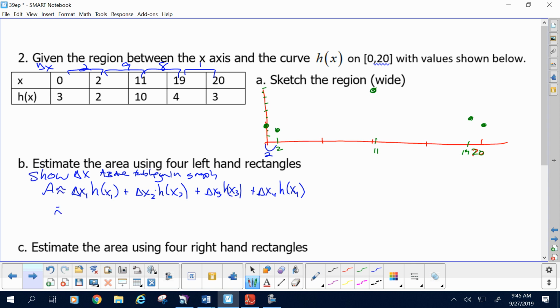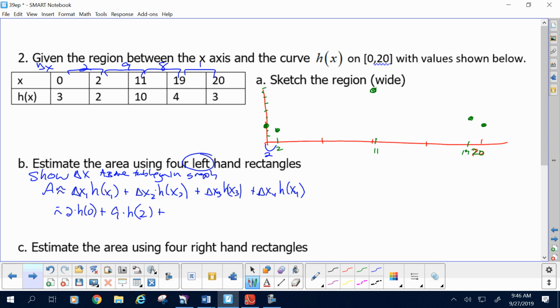Bailey, delta x1, what is it? 2. And the first height, because I'm using left hand, Andrew, will I use h at 0 or h at 2? H at 0. Perfect. Okay. Colin, what's delta x2? 9. And the next height is height between 2 and 11. Do I use height at 2 or height at 11? Height at 2.